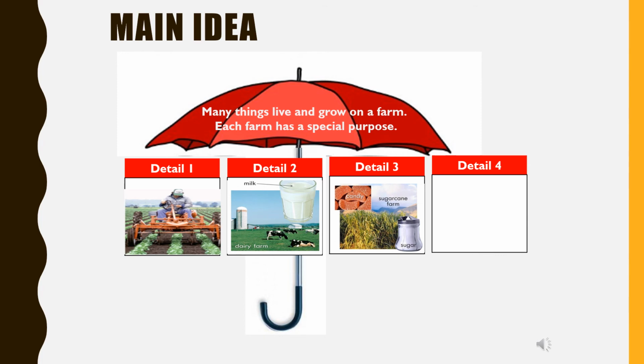The next detail from the story that helps me understand that each farm has a special purpose, we saw a sugarcane. The sugarcane gives us sugar, and the sugar is used to make candy. Detail 4 gives us a list of all the different things that can be grown or made from animals and plants on a farm. So that's how you support the main idea.